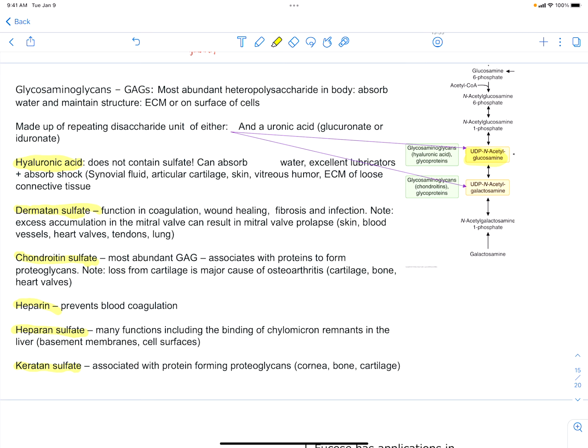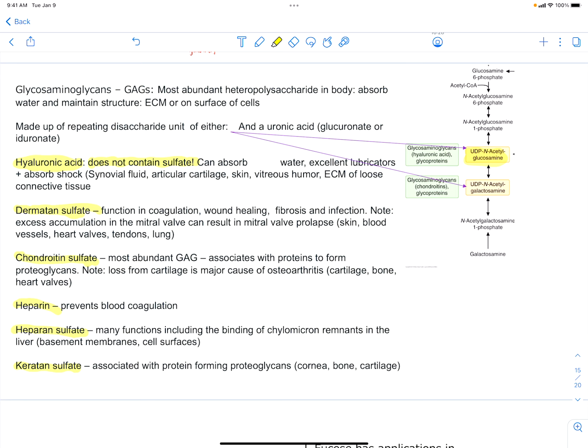Some of the things to keep in mind is your hyaluronic acid does not contain sulfate. So this is very important. It's very unique about this. It's going to be important in lubrication and as a shock absorber. So you're going to find this in extracellular matrix, subconnective tissue, cartilage, etc. Dermatan sulfate is going to be important for coagulation and wound healing, infections, etc. It can have some excess accumulation, can have some phenotypes as well.